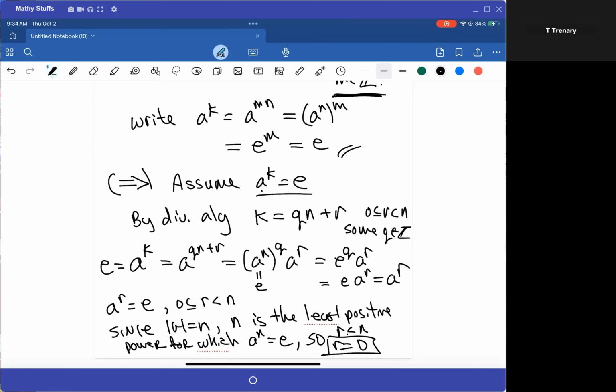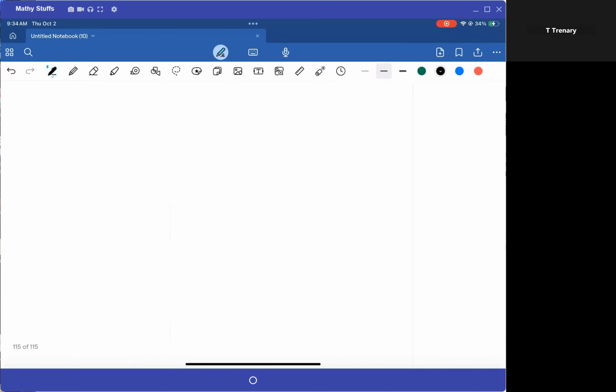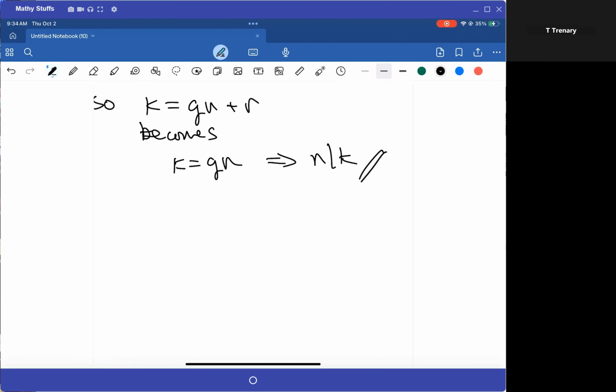And once I have r equals 0, I can go back to this expression and replace that r with 0. So this becomes k equals qn. And that, of course, now implies that n divides k. And we have our result.